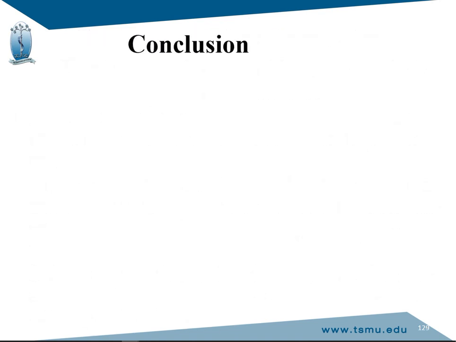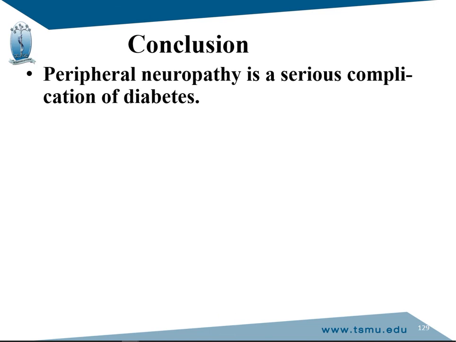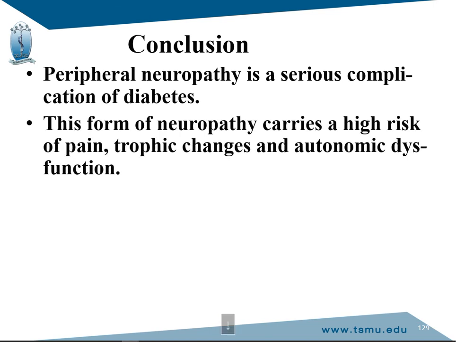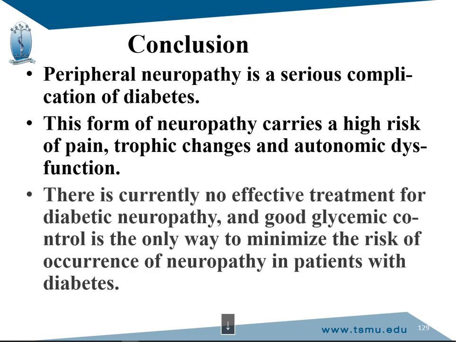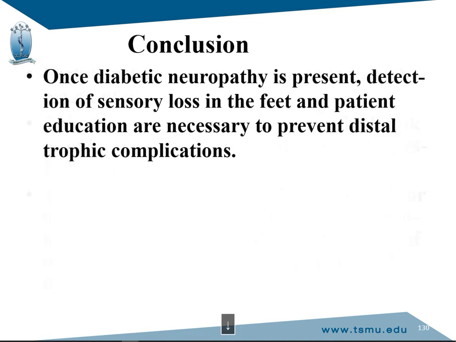Conclusions. Peripheral neuropathy is a serious complication of diabetes. This form of neuropathy carries a high risk of pain, trophic changes, and autonomic dysfunction. There is currently no effective treatment for diabetic neuropathy, and good glycemic control is the only way to minimize the risk of occurrence of neuropathy in patients with diabetes.